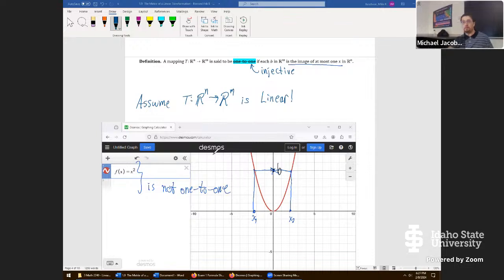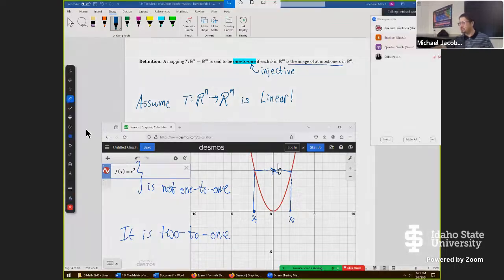1-to-1. A related concept, people would call this one 2-to-1, because two preimages map to one B in Rm, in just R in this case. Any questions, folks, so far with what something not one-to-one would look like?